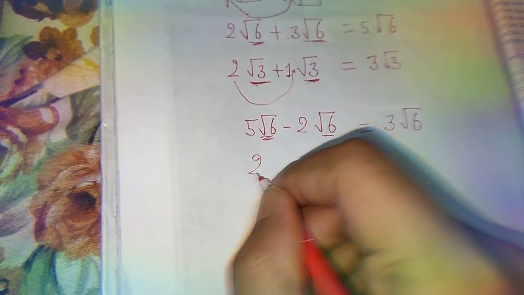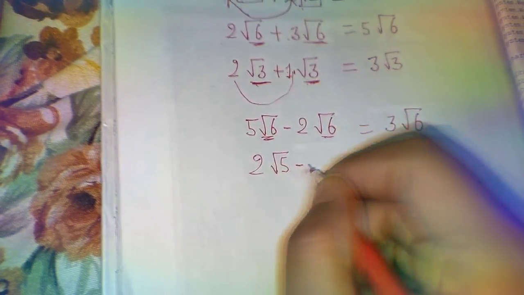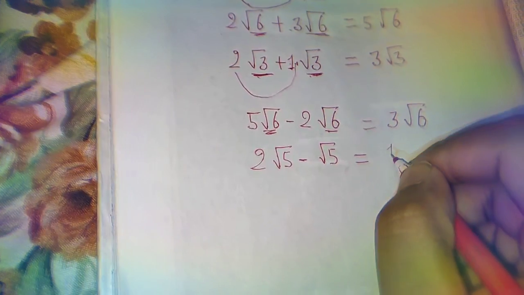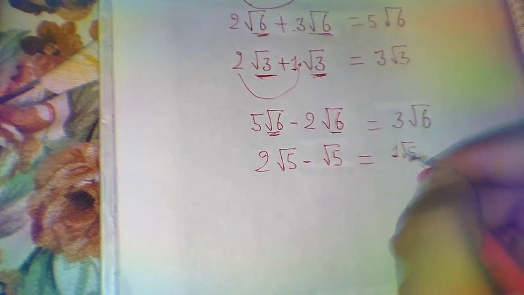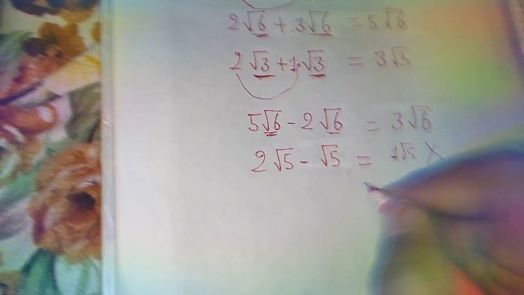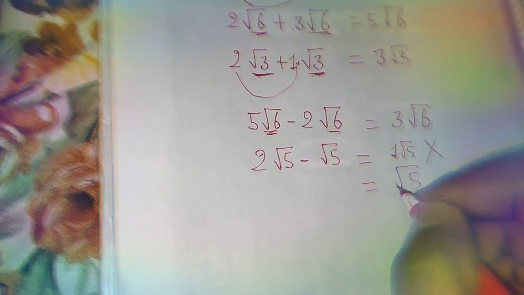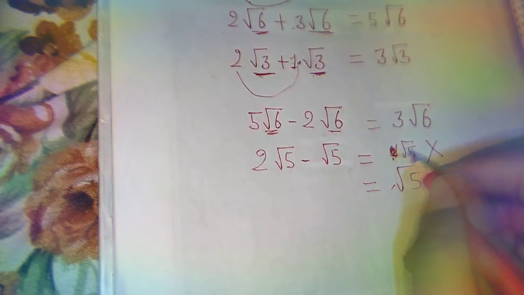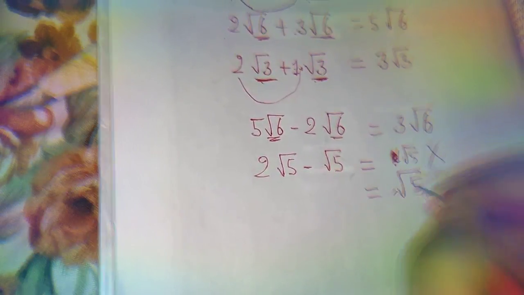Take one more example: 2 under root 5 minus under root 5. So it is not written as 1 under root 5. It is always written as under root 5. We will not write in this way. 1 will not be written in the form of a multiple.